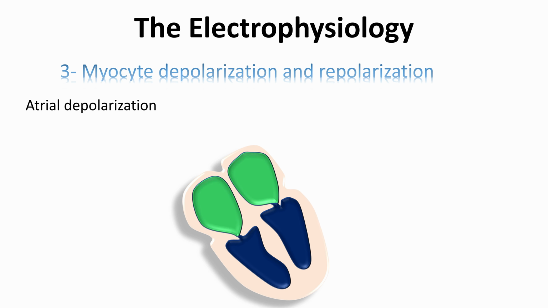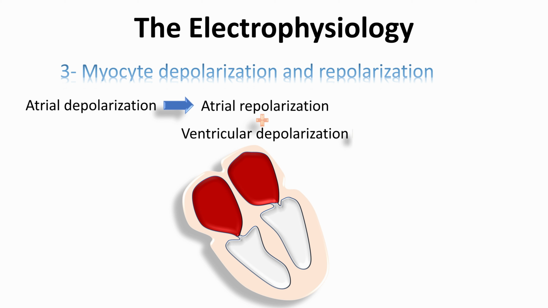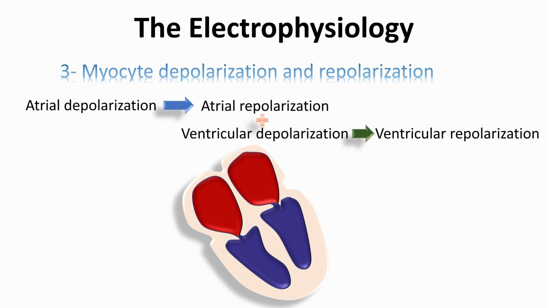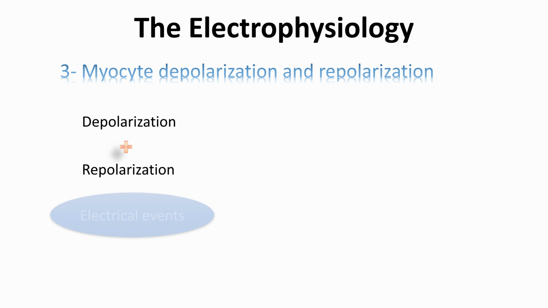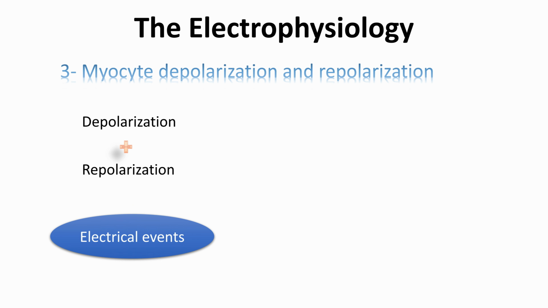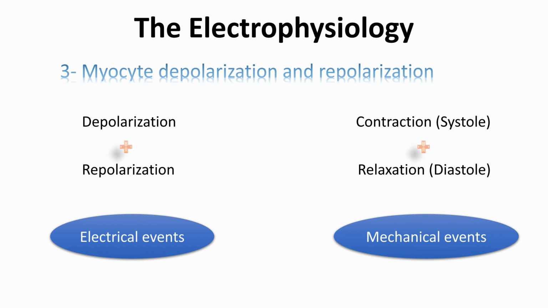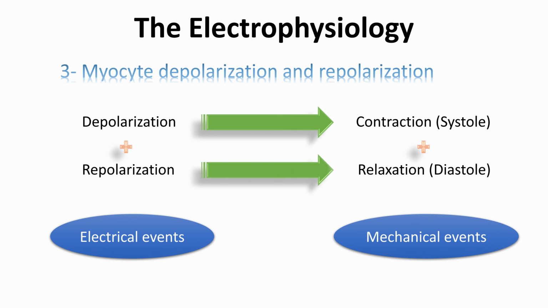Atrial depolarization is followed by atrial repolarization, which is nearly synchronous with the ventricular depolarization, and finally ventricular repolarization occurs. We must appreciate that depolarization and repolarization of the heart muscle are electrical events, while cardiac contraction systole and relaxation diastole constitute mechanical events. However, it's true that depolarization just precedes systole and repolarization is immediately followed by diastole.